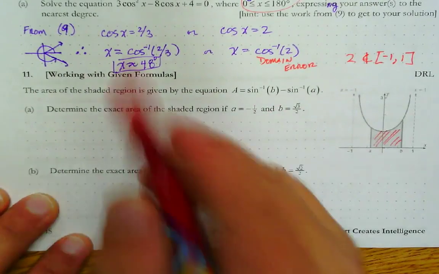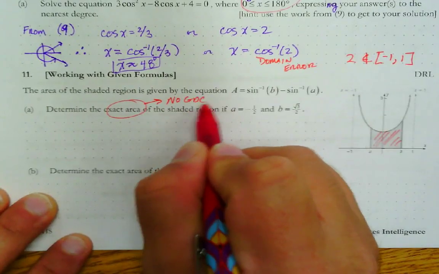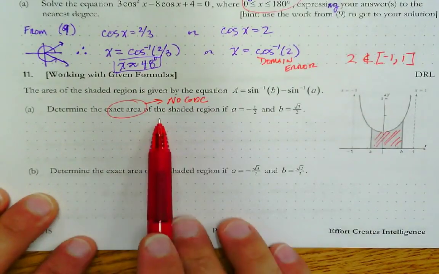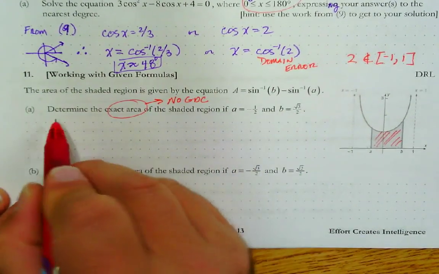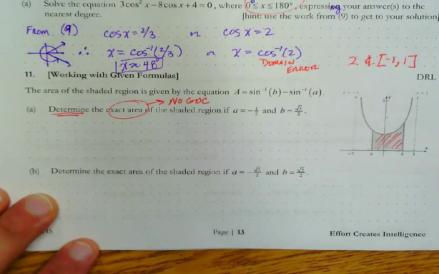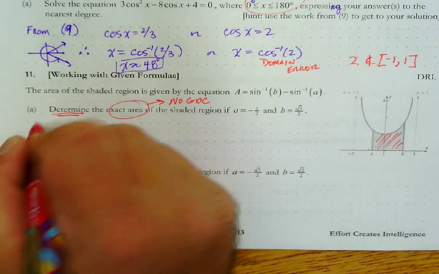And we're asked, determine the exact area. Remember, exact area implies you can do this without a calculator. And it's saying if a is negative 1/2 and b is root 3 over 2. Command term determine, I need to show my setup. So what can I say?